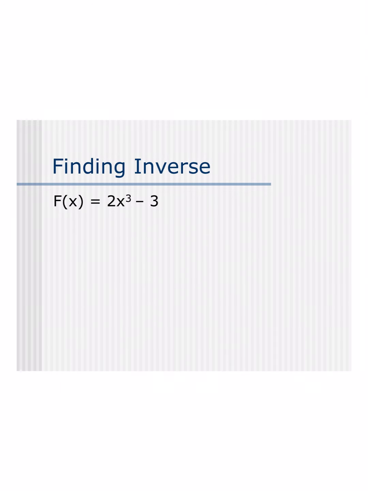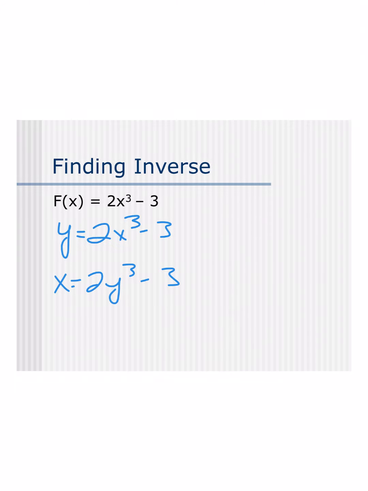Finding inverses algebraically is a little bit more challenging than doing it visually. What we need to do first is rewrite this. So I have y equals 2x cubed minus 3, because f of x is another way to represent y. Now we're going to flip our x and our y values. So I have x equals 2y cubed minus 3. And finally, I want to try and get y by itself.